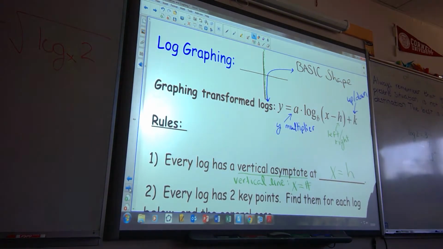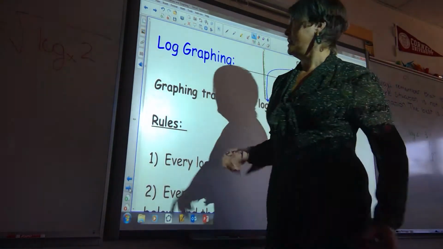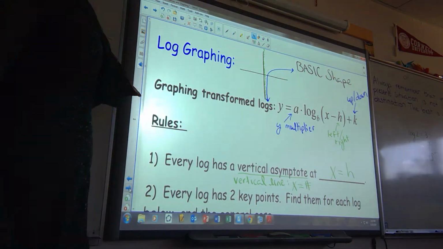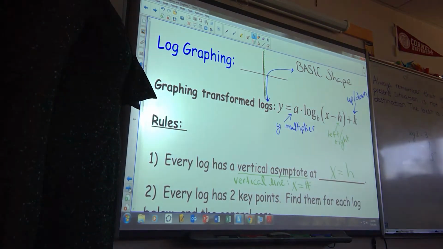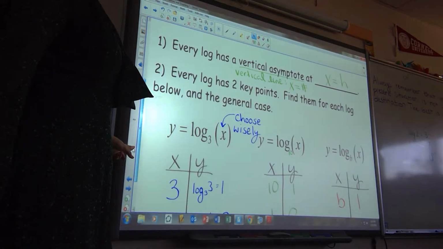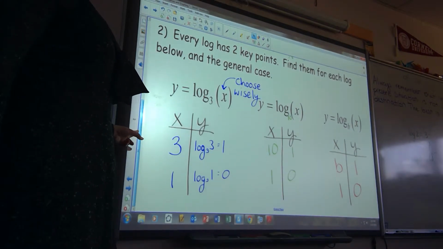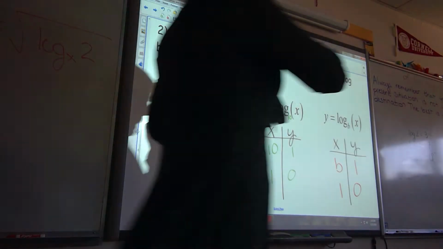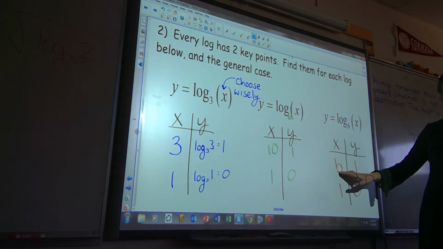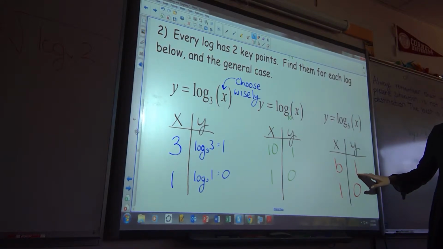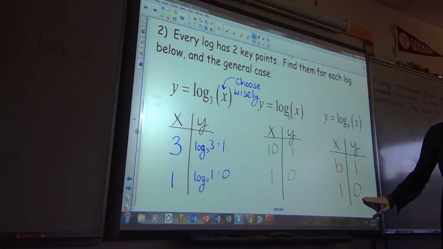All right. We talked about the log graphing in a previous video. I'm just going to recap and show this in case that video didn't save. There's our basic shape of the log graph. Every log has a vertical asymptote at x equals h. And then we talked about making two easy points. The easiest points to create are at the base value, because it gives you an output of 1. And if you choose a 1 for your x value, it gives you an output of 0.